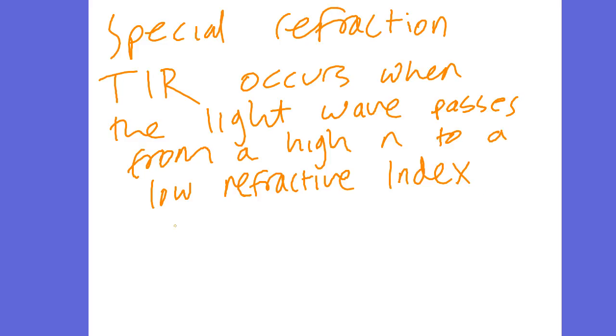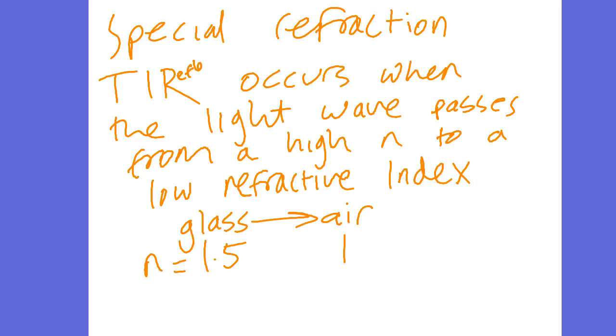Remembering, they're probably going to be things like glass to air, because glass is 1.5 refractive index, air is 1. Or maybe water, which is 1.3, or diamond, or whatever. But it has to be from a high refractive index to a low refractive index. It would not work. You cannot get total internal reflection when you go from air to glass. And remember, it is total internal reflection, but it is a special case of refraction. Some people get confused there.